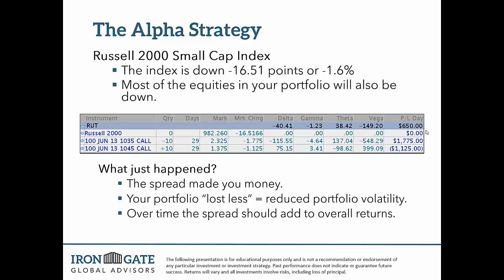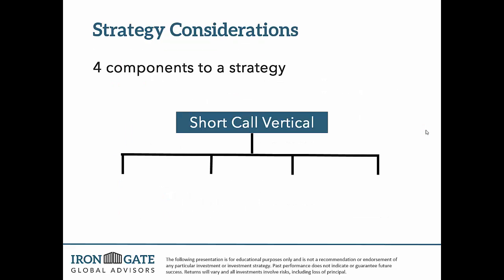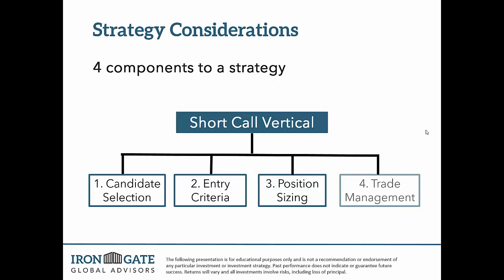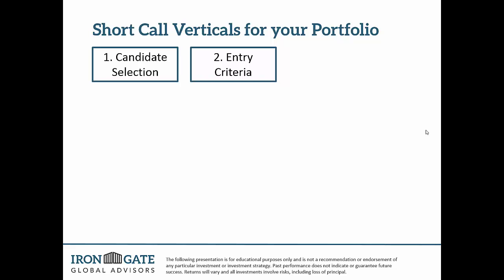Okay, so that's the foundation. How do we do it? Here are the rules for it. If you're writing these down at home, obviously at Iron Gate Global, we can do it for you. But if you wanted to do it at home, these are the rules. There are 4 components to any strategy. Number 1 is, what are you going to sell the spread on? The second one is, how do I enter? What's the entry criteria? What's the position sizing? Meaning, how many contracts do I sell? And then how do I manage the trade? Let's hit the first 2 right now.